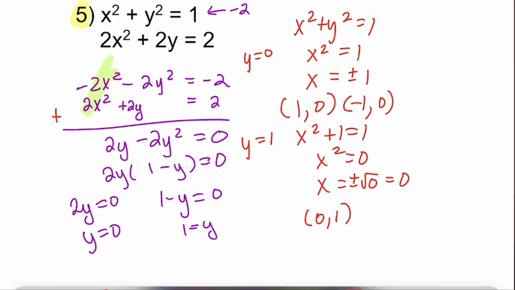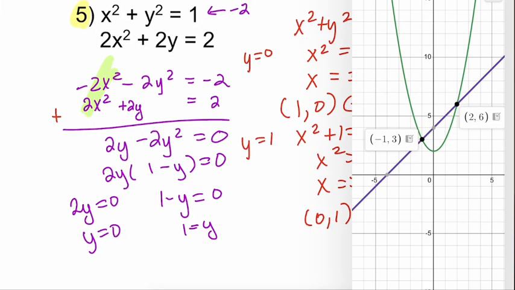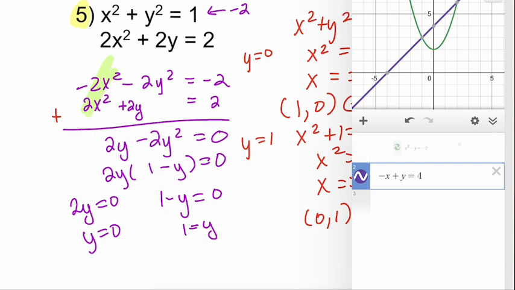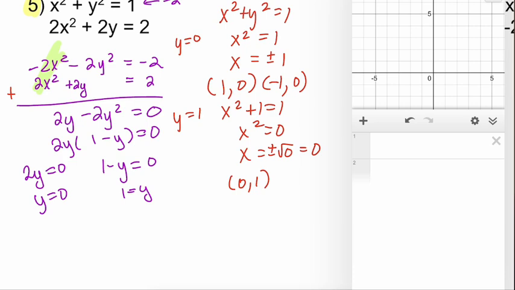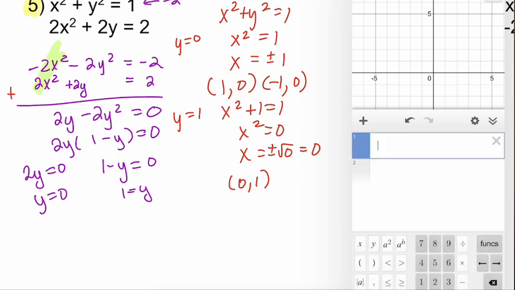How do we check our work? Well, if you put into your equation here, or into Desmos, x squared plus y squared equals 1.